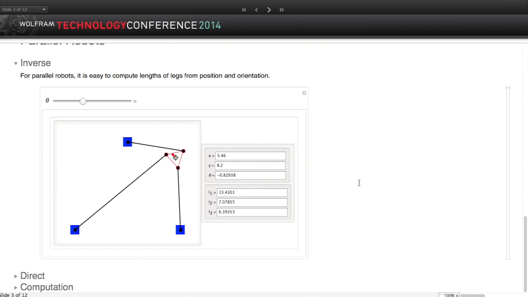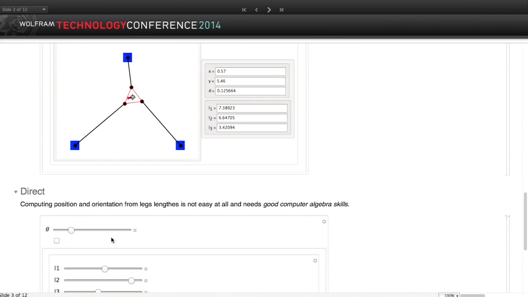With parallel robots, it is the opposite. What is easy is the inverse one, and what is difficult is the direct one. If you have the position and the orientation of the end effector, here the end effector is a small red triangle, and the fixed bases are the 3 blue rectangles, it's quite easy to compute the length of the legs that link the two platforms. And if you want to do the opposite, the direct model, it's much more complicated.